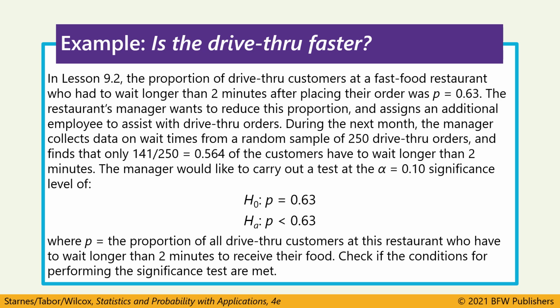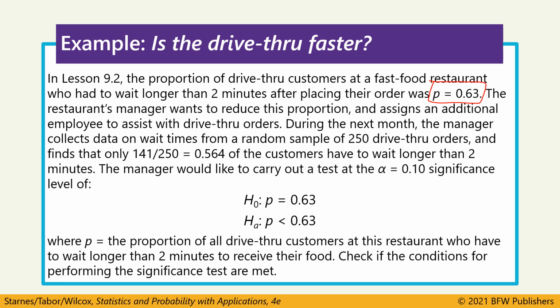This problem was introduced in the last video where we had the manager of a drive-thru who's looking to reduce the proportion of customers who have to wait more than 2 minutes for their order. Historically, it's been 63%. He assigns another worker on to assist with the drive-thru in hopes that it brings it down from 63%. Now, these are both about the population of all customers. And now what we're going to do is look at the results of a sample.